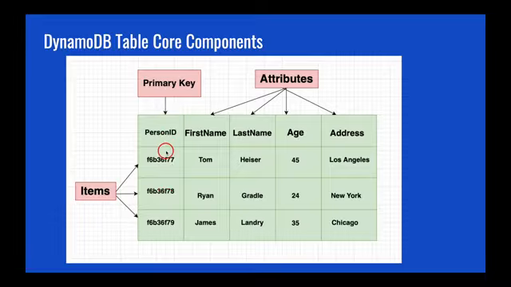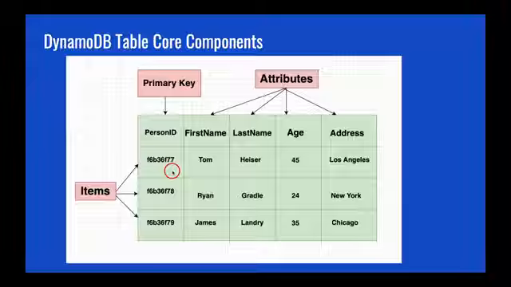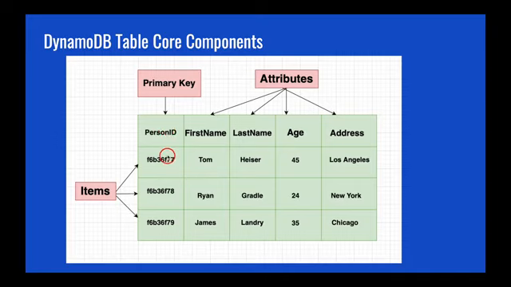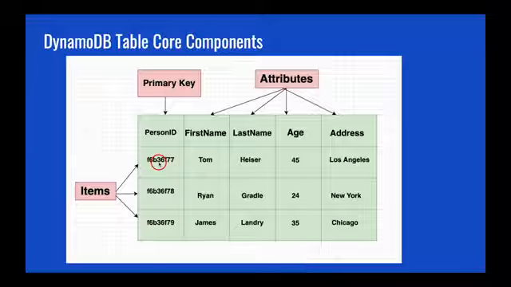Coming to the attribute, it's a single field. Here the attributes are first name, last name, age, and address. So an attribute is a single field that is attached to an item. And an item is a group of attributes that is uniquely identifiable among all of the other items. If you observe the person table, each item represents a person. Here we have three persons, Tom, Tan, and James. Each record is treated as one item here. So these are the DynamoDB table core components, guys.